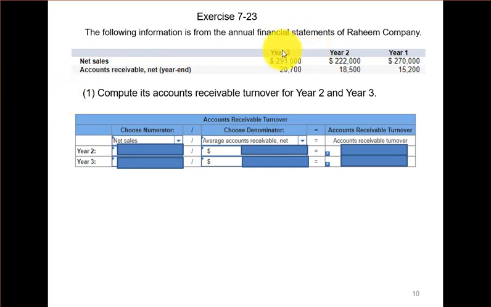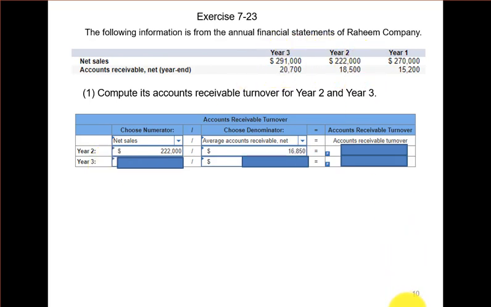The following information is from the annual financial statements of Rahim Company. We've got year 1, year 2, year 3, and we're given net sales and accounts receivable at the end of the year. They want you to compute the accounts receivable turnover for years 2 and 3. Keep in mind, again, that we want the average accounts receivable, so let's just go through it and do it. For year 2, it would be the receivable at the end of the year for 1 and 2 added together divided by 2. For year 3, it would be 2 and 3 added together divided by 2.